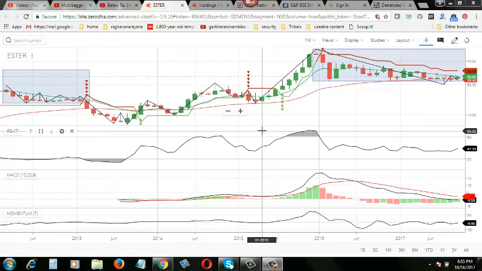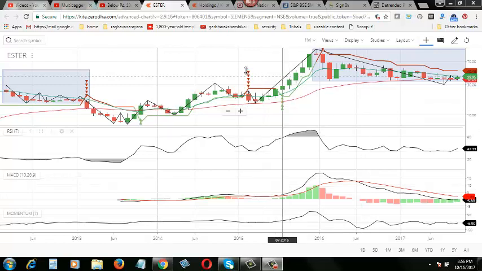Sometimes we cannot use the same stock for day trading, but we can use it for swing trading. That means you can invest and hold for at least 7, 8 or 9 days, and then take your money along with your profit. It's not that we can use all the stocks all the time for day trading, swing trading, or long term trading. So today we try to analyze whether Ester Industries is suitable for day trading, swing trading or long term trading.